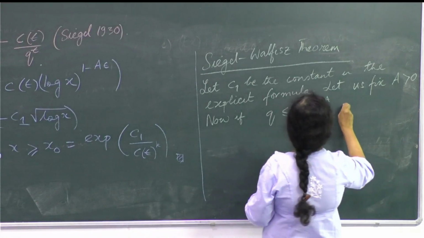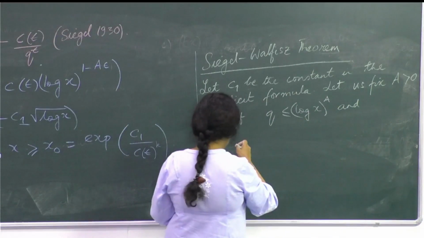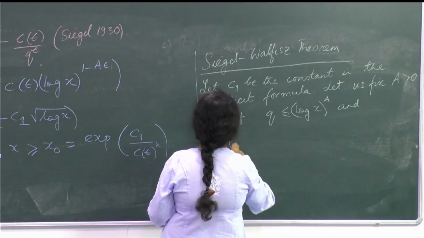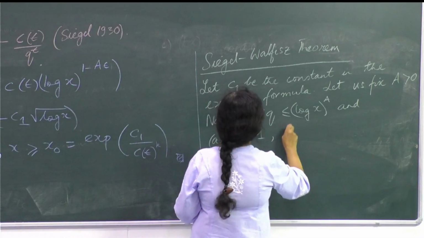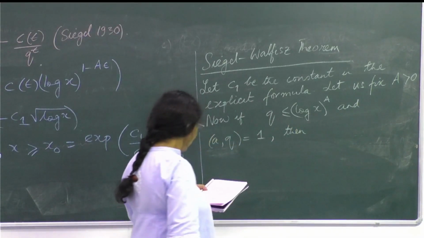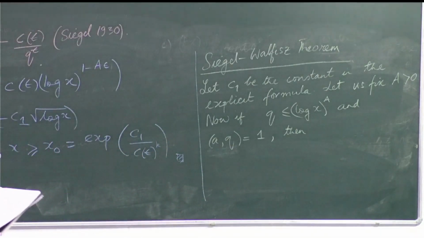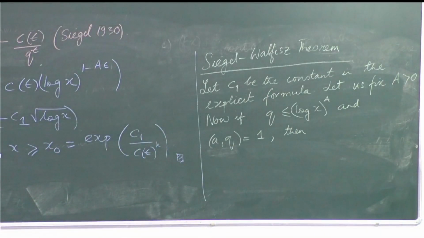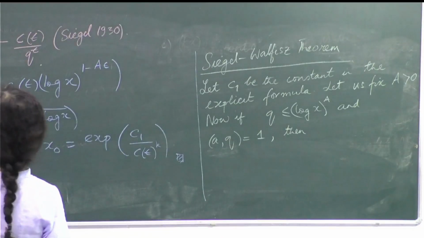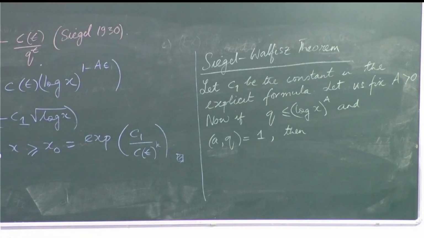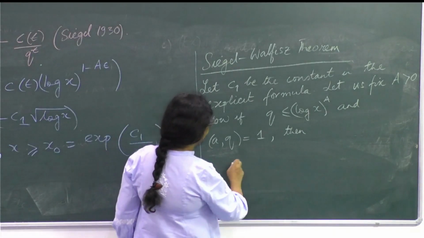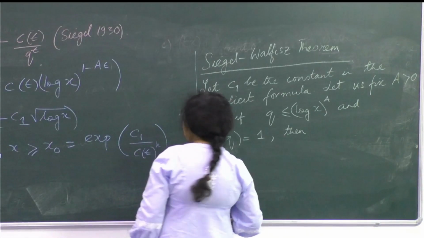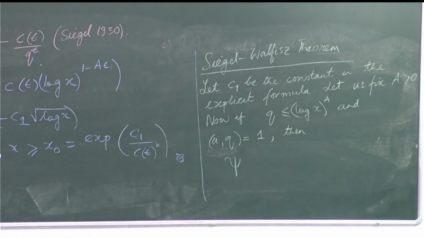A and Q are co-prime. Then I can state the Siegel-Walfisz theorem now, which is not in terms of x pi, but in terms of x, q, and a. So psi, okay, we'll state it here.